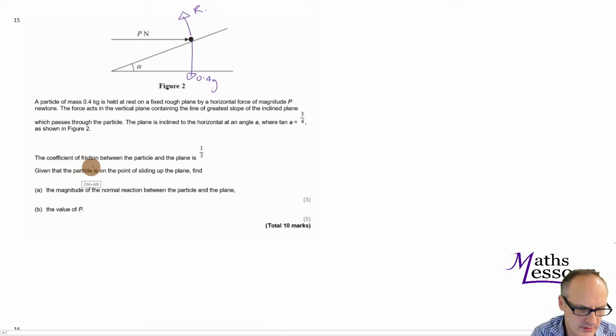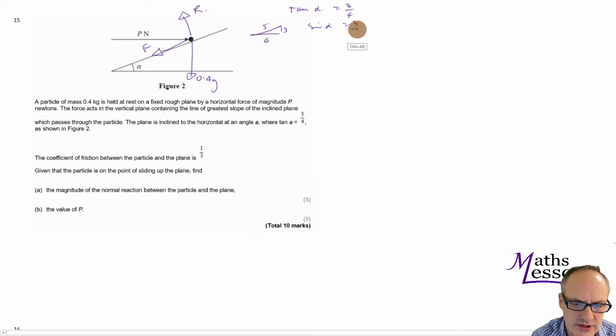Now, what else have we got? Given the particle is on the point of moving, sliding up the plane, the friction's going to be acting down the plane here. We've got tan alpha again given to us, so that's equal to 3/4. So if we draw a little 3/4 triangle, there's 3, there's 4, there's 5. We're going to get sine alpha equals 3/5, and cos alpha equals 4/5 here. Find the magnitude of the normal reaction between the particle and the plane.